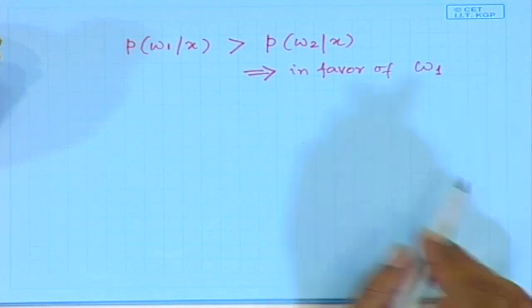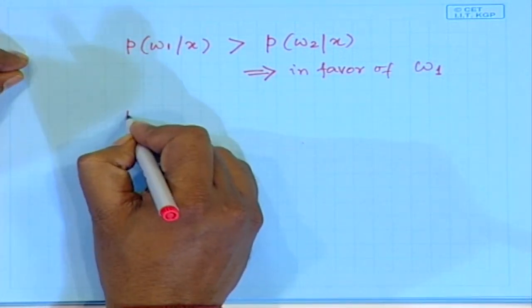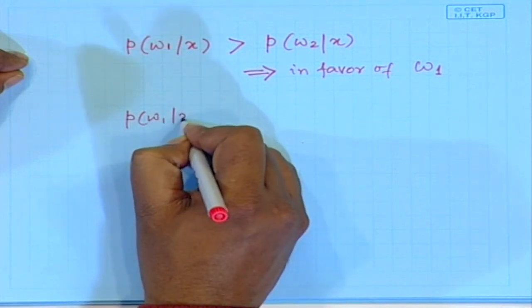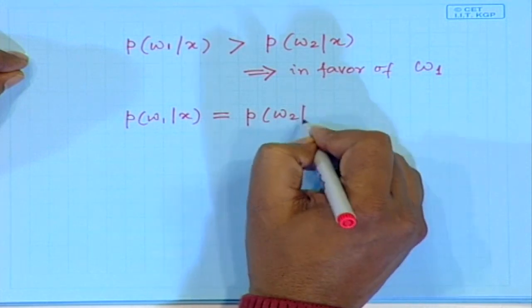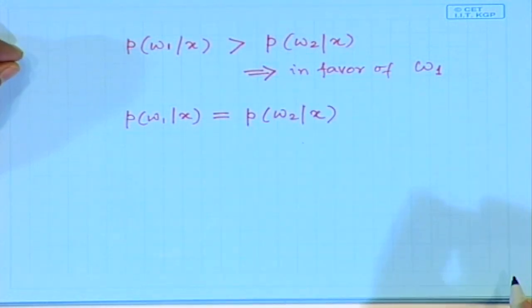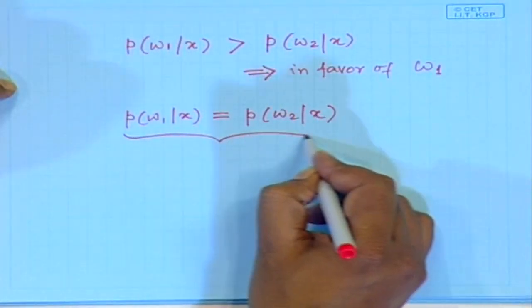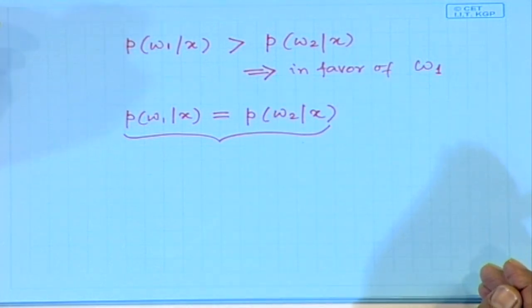However, we have one condition: if p of omega 1 given x becomes equal to p of omega 2 given x. This is the case when we cannot take any decision, because the object lies on the decision boundary between class omega 1 and omega 2. It may be in class omega 1 as well as class omega 2. So, this is the case where the decision cannot be taken.